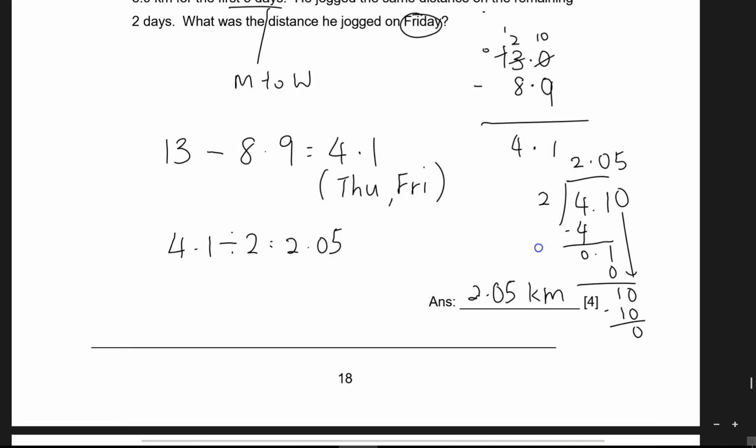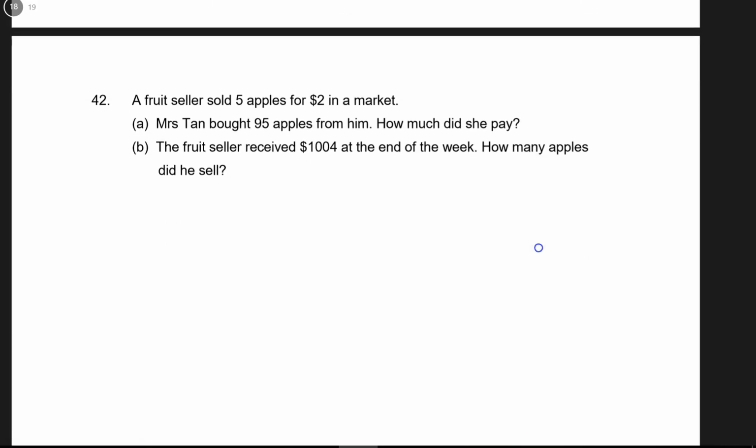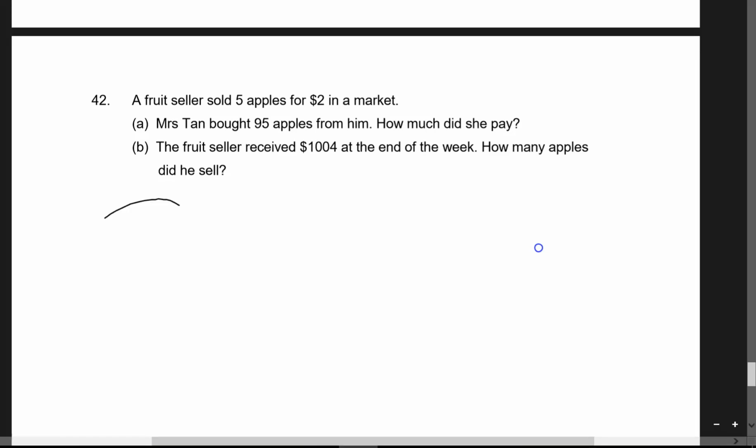Alright, we are left with last 2 questions before we meet each other in school again tomorrow. So we have question 42. Now a fruit seller is selling 5 apples for $2. So you have got one group again, and this group is made up of 5 apples, which I'm not going to draw, but if you like to draw, you can do that. And it's costing you $2. Now you have 95 apples being bought. My question is, how many groups is that?